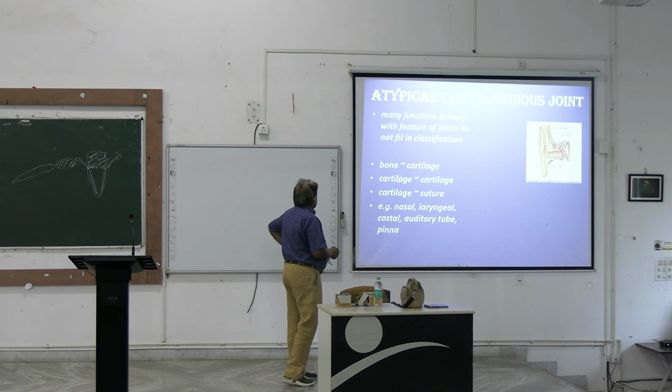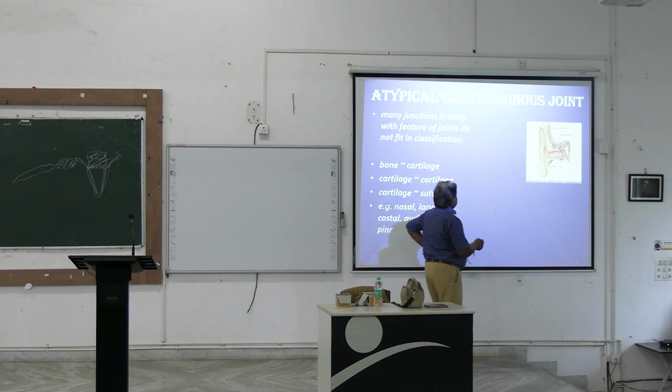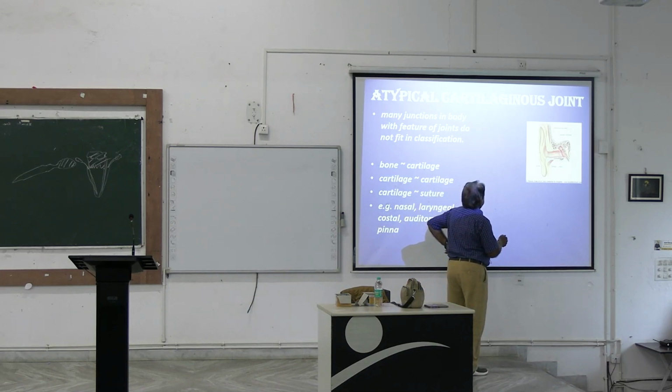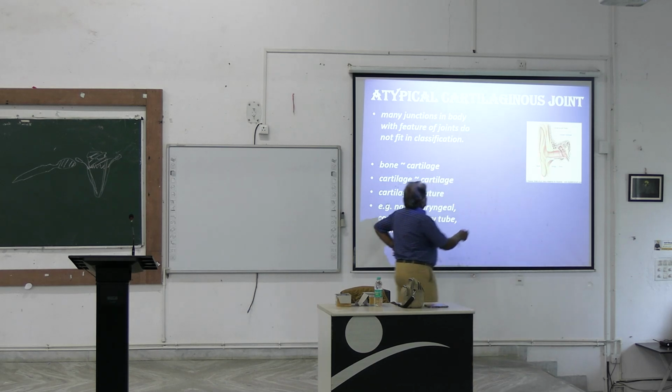Now, you can see cartilage and sutures. Examples: nasal, laryngeal, costal, auditory tube and pinna. See, this is your auditory canal, and this is the small bones of the ear. This is a cartilage here. Now, this is the ear cartilage.